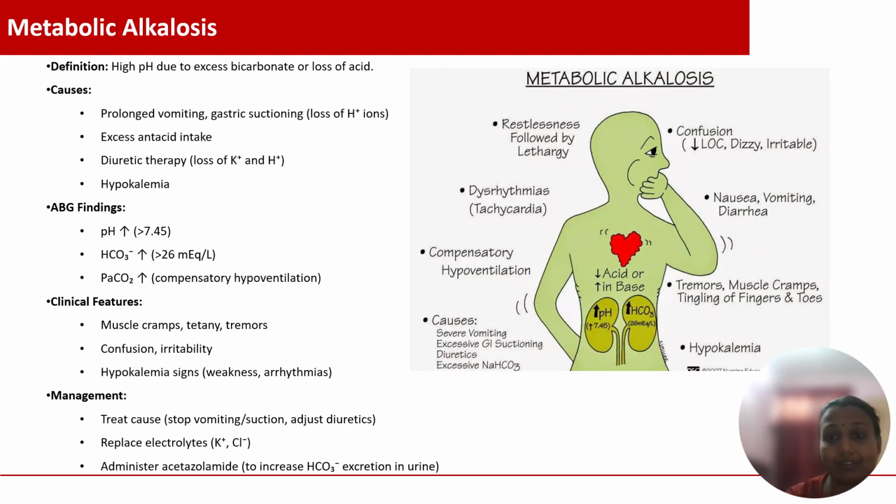That was metabolic acidosis. So I think respiratory alkalosis and acidosis is clear. So we will start with metabolic alkalosis. So what is metabolic alkalosis? This is high pH due to excess bicarbonate or loss of acid. So high bicarbonate or too much base. Okay, so that is metabolic alkalosis. So what are the causes we can expect? Why is this happening? That is also very important.